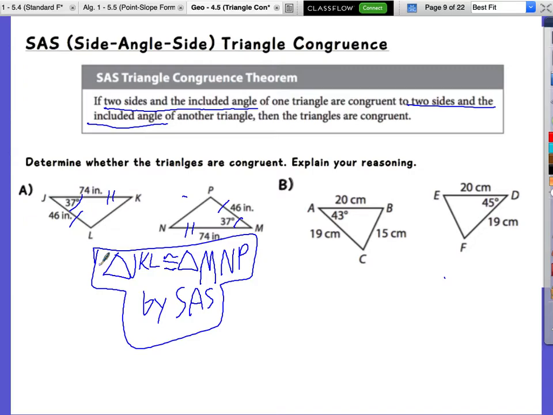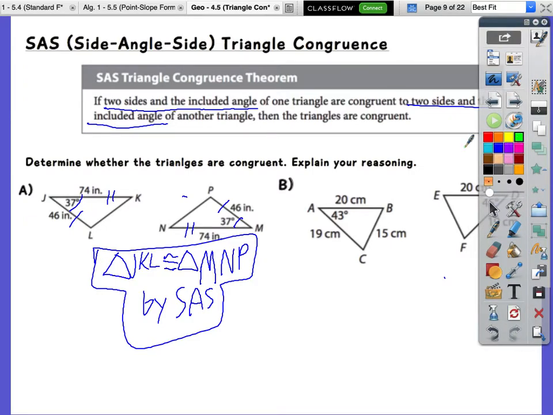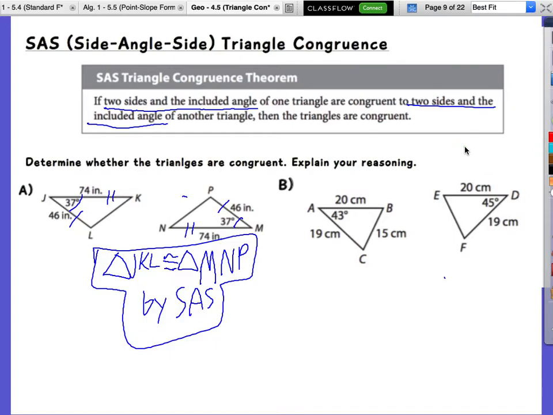Okay. So let's look at this next one, letter B. Start telling me some things we know about this triangle. Joseph. I agree. That segment or side AC is congruent to the segment or side DF because they're both 19 centimeters. Very good. Tell me one other thing we know. Okay. Line segment AB is congruent to line segment ED because they're both congruent. Eric.